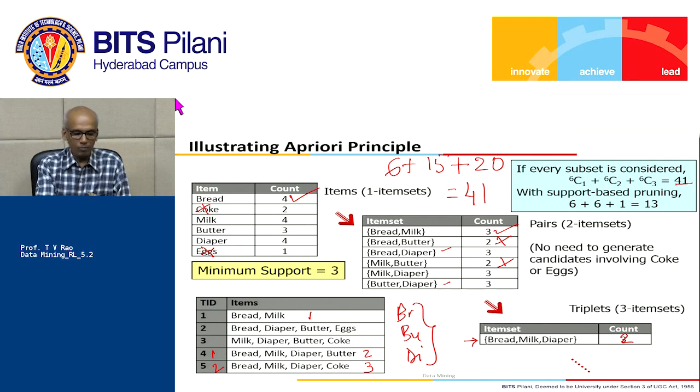But with the help of support based pruning, here we looked at 6 items, and then we pruned. We looked at 6 items again, and we pruned, and we proceeded and ended up with only 1 item set for which we needed to do a comparison by scanning. For that also we find it is not frequent, so we stop the algorithm here. So instead of 41 subsets for consideration, we considered only 13 subsets. And how did we achieve this? Simply using the a priori principle.